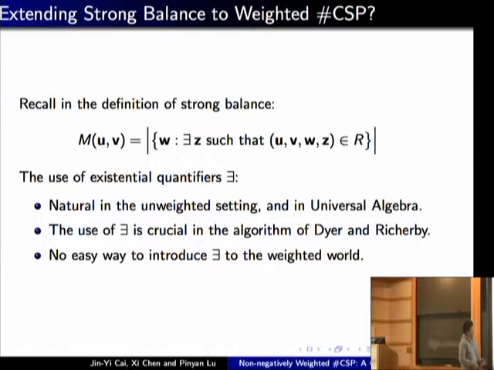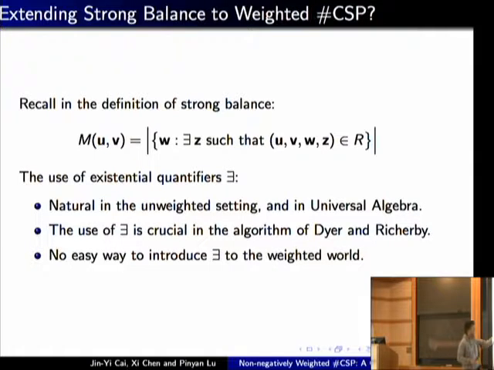But the use of existential quantifiers is very, very natural in the unweighted setting. It's very well defined, and it's used in a lot of places in universal algebra. Also, the use of these existential quantifiers is crucial in the algorithm of Dyer and Richerby. So let me explain this a little bit. Suppose you have a condition without existential quantifiers. This gives you some weaker properties about this language.